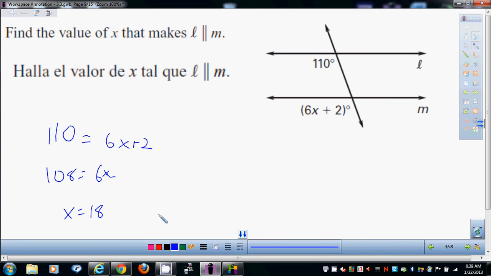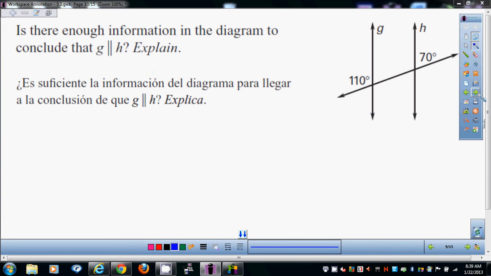Is there enough information in the diagram to positively conclude that the two lines are parallel? Don't just say yes or no. If yes, tell me what theorem we would use. Elijah, what kind of angles are those? Do we have a piece of vocabulary for those angles?